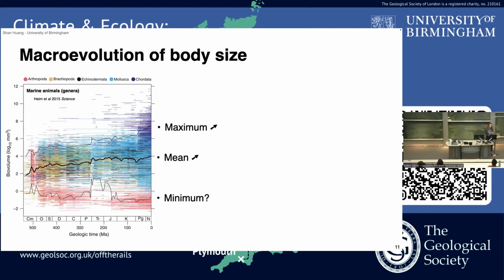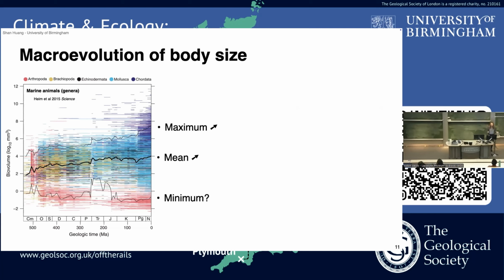But the trend of the minimum size is less obvious, partly because larger things are more likely to be preserved in the fossil record and then be discovered and collected and studied. So the minimum size at each time bin, in each time unit, is more sensitive to how much effort was put into studying the fossils.